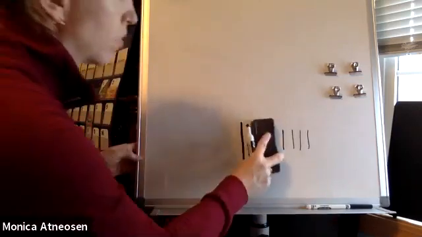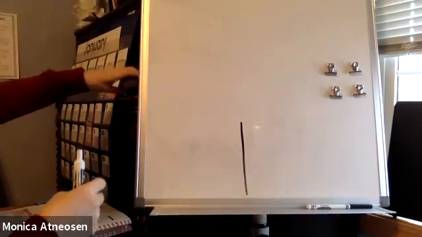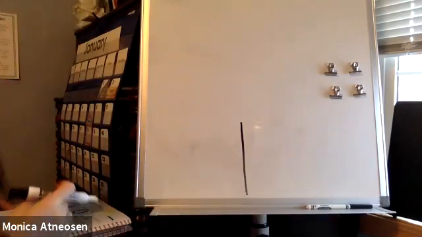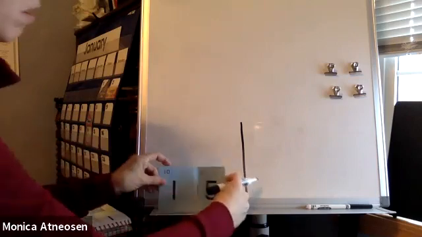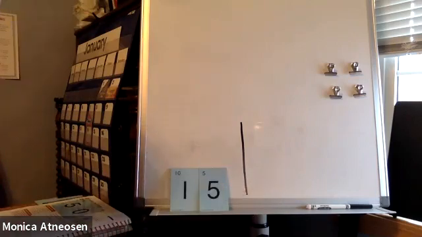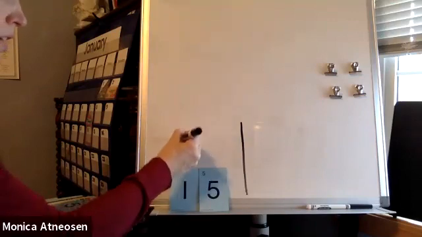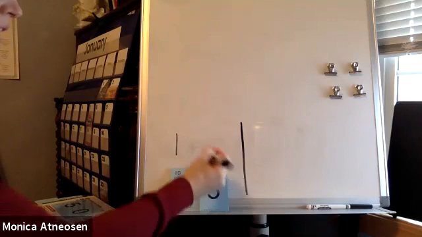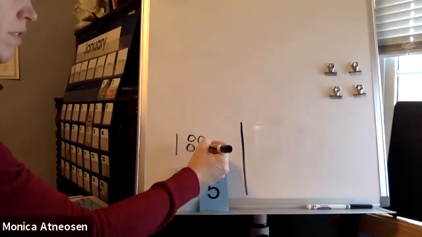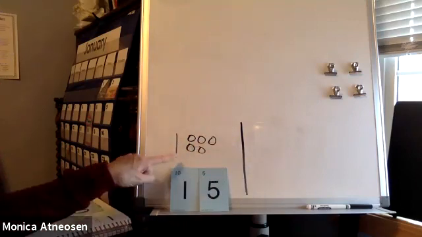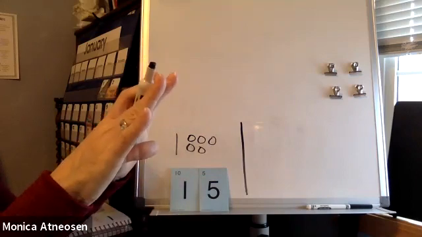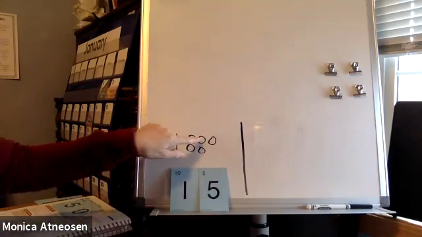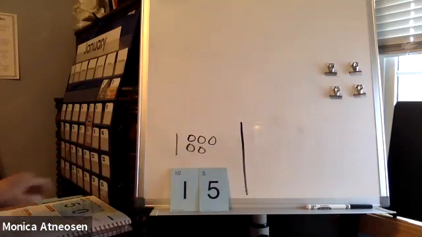So you can erase or find a new space to write in on your paper or your board. And we're going to do number 15. How would you do that one? Go ahead and put it on your board or your paper. 1 stick of 10, 5 ones. And when we count it out, 10, freeze, hands up, 11, 12, 13, 14, 15.